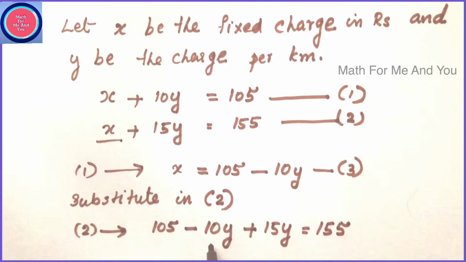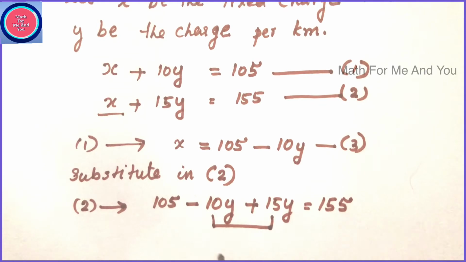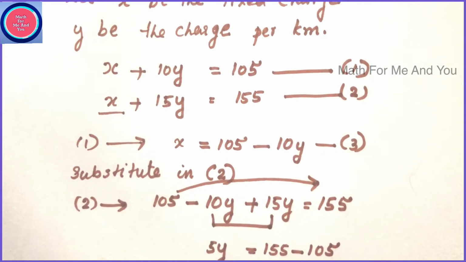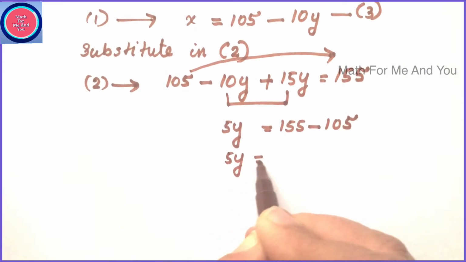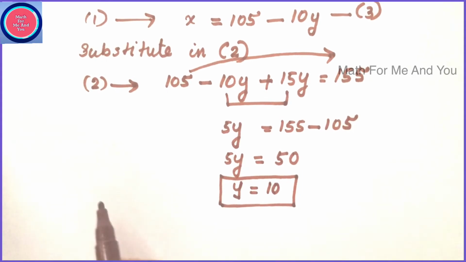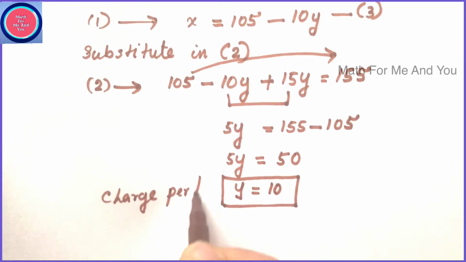See the equation, now only one variable y, we can combine this variable. Minus 10y plus 15y, it is 5y. 105 we can move to the right side. 155 minus 105 is equal to 50 we get. That means 5y is equal to 50. What is the value of y? Divide by 5. 50 over 5 equals 10. Here we get y is equal to 10. So one variable, that is the charge per kilometer, is ready.